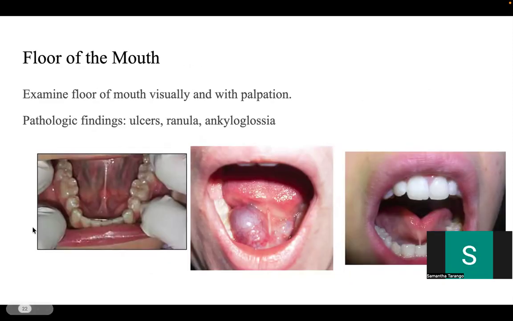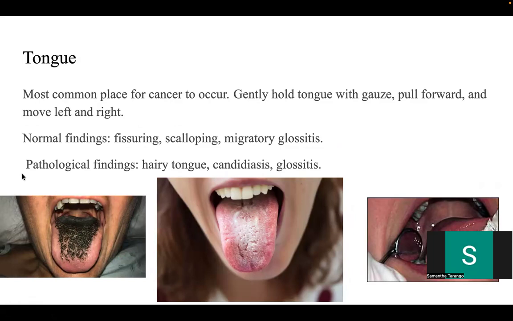The floor of the mouth, we want to examine the floor of the mouth visually and with your patient. Some pathologic findings that we usually see are ulcers, frenula, or ankyloglossia. The tongue is the most common place for cancer to occur, so we want to be very diligent when we do the exam. We want to gently hold the tongue with the gauze, pull it forward, and move it left to right. Normal findings are fissures, scalloping, migratory glossitis, and then some pathological findings that we can see in some patients are hairy tongue, candidiasis, or glossitis.